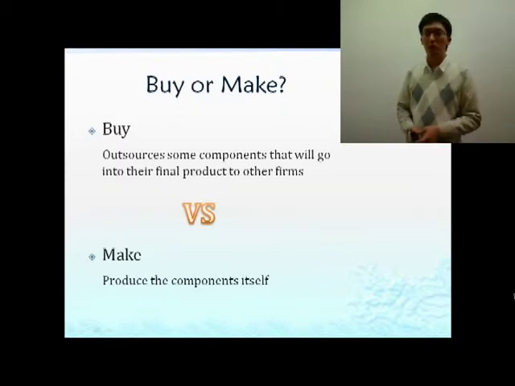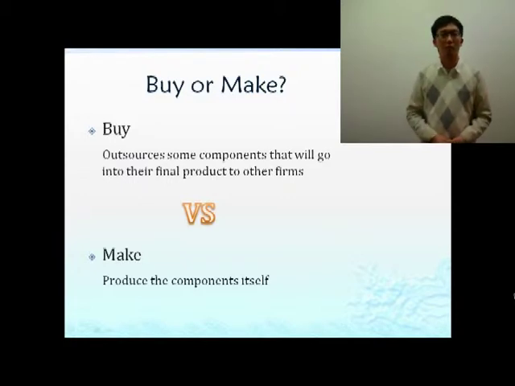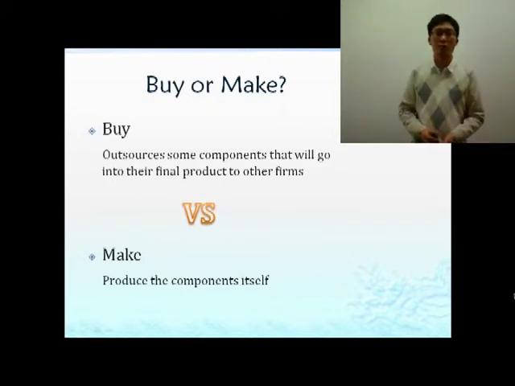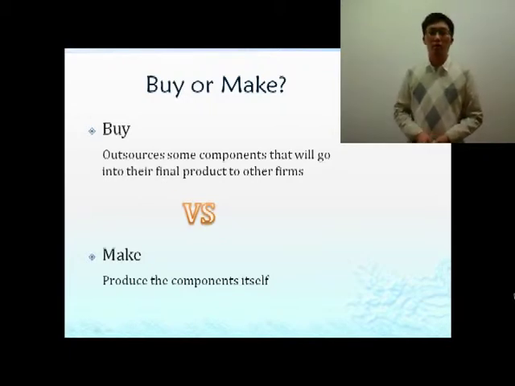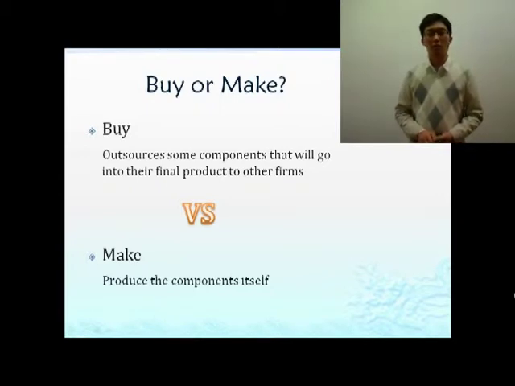Buy and make represent two ways of sourcing in the global manufacturing process. Make means the firm decides to produce the components itself. A lot of multinational corporations have factories in more than one country. The purpose is to use low labor costs in developing countries to pursue larger profit.